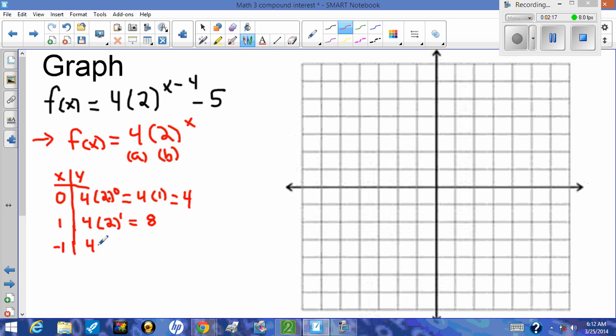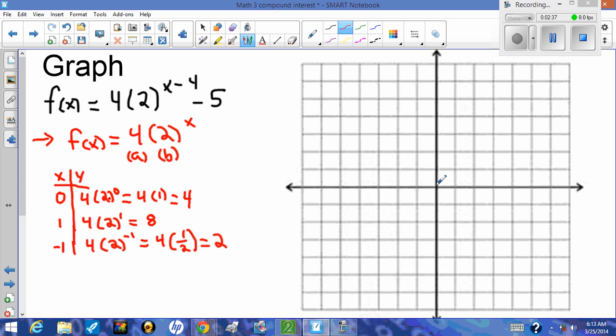Let's see what's happening on the negative side of the graph. This is going to be 4 times 2 to the negative 1 power. Remember, negative means a reciprocal. So go ahead and flip that over. And 4 times 1/2 is simply just 2. Now the more points we get, the more accurate our graph is going to be. But this is sufficient for our rough graph.